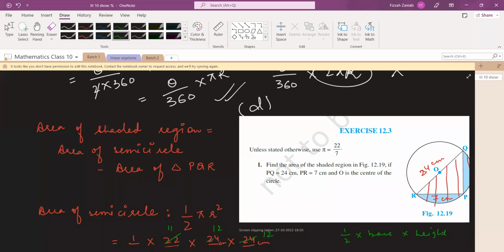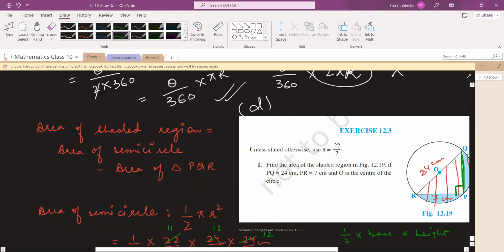But there's a problem here. As you can see, you might be thinking that this 7 centimeter is the base of this triangle, right? And then the side PQ will be the height, correct? But to do that, we have to be sure that this angle is 90 degree. Then only PQ is the height of the triangle. Correct? Now in this question, it's not given that it's a right angle. Can you see that?